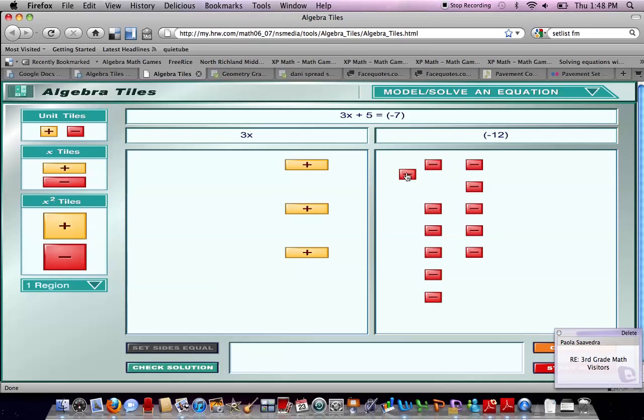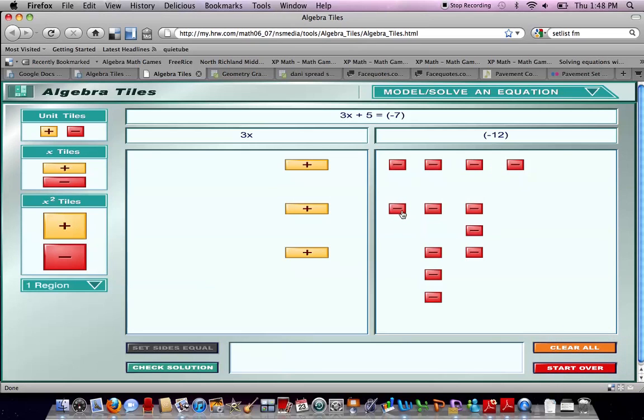So there are 4 negatives in this group. There are 4 negatives in this group. And there are 4 negatives in that group. So visually, I can see what 1x equals. Well, 1x should equal -4. Okay, so I can solve it and say x equals -4, or if we want to do it the official way, let's just take all these things away other than one grouping.